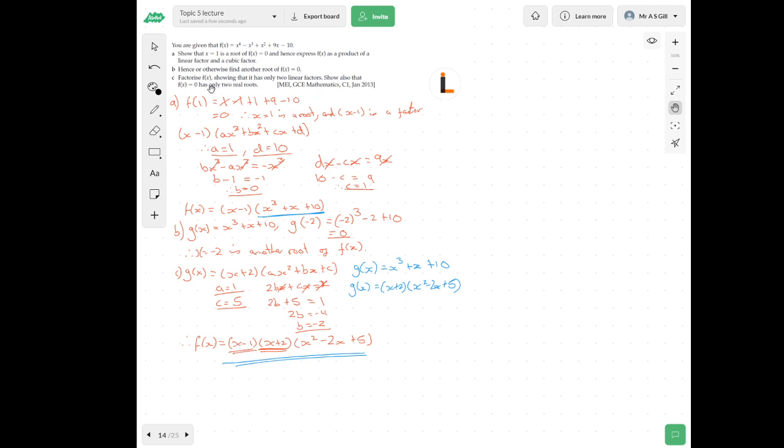The second bit, showing that it has only two real roots, is where we take the quadratic, and we've already stated a equals 1, b equals minus 2, and c equals 5. And we're going to use the discriminant and plug our values in. So we get 4 minus 4 times 1 times 5, which is 4 minus 20, which is going to be less than 0. Therefore, there are no real roots for the quadratic.